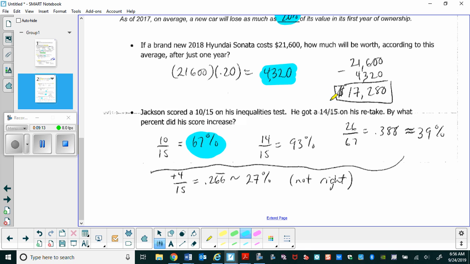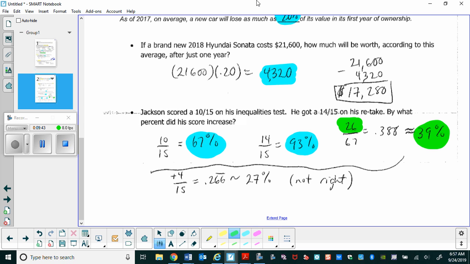Now when he did a retake, he got a 14 out of 15. Now when you divide 14 by 15, you're going to see that now he got a 93%. So what we want to do here to see by what percent his score increased, we want to take his original score and his new score and subtract them to get the difference. So he increased his score by 26 percentage points. We're now going to divide that by his original score of the 67. And we can see that his grade came up by 39%.